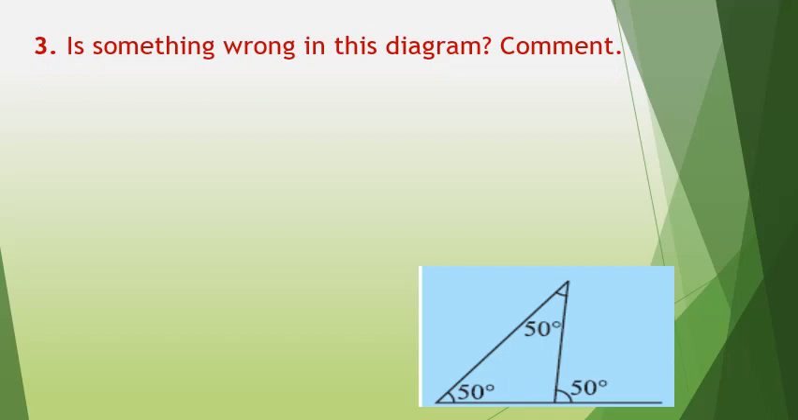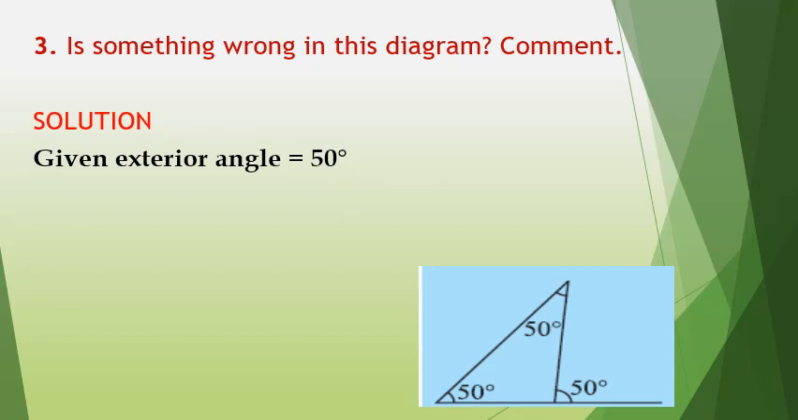Next, is something wrong in this diagram? Please comment it. Is something wrong? Here one exterior angle of a triangle is given and two of its opposite interior angle is given. From the exterior angle property of triangle, it is understood that sum of interior opposite angles will be equal to exterior angle. But here sum of interior opposite angle is not equal to the exterior angle given. So instead of 50 degree, they have to give here 100 degree.